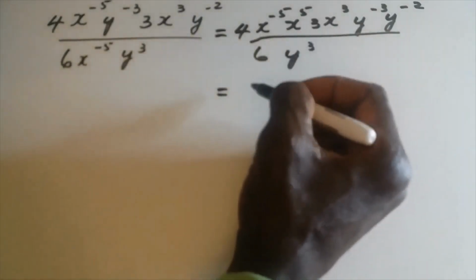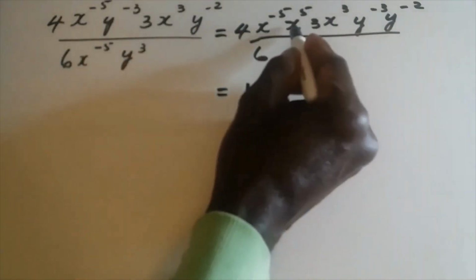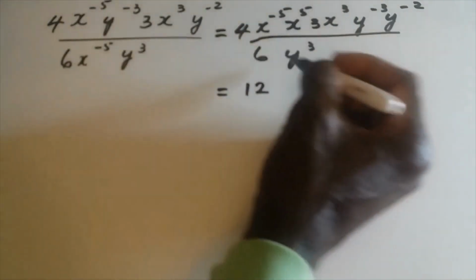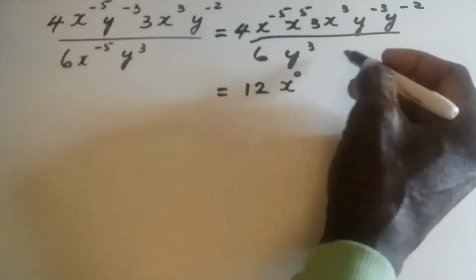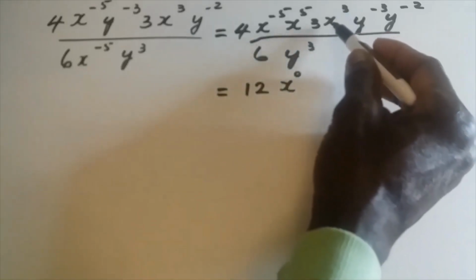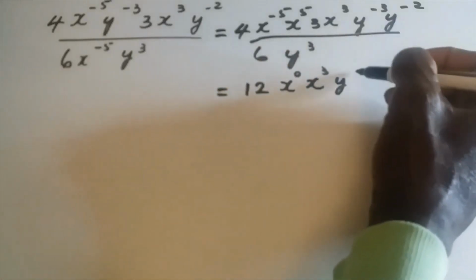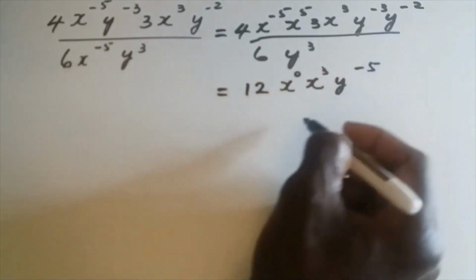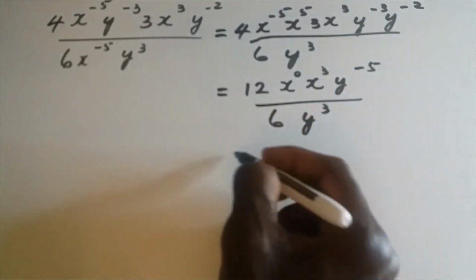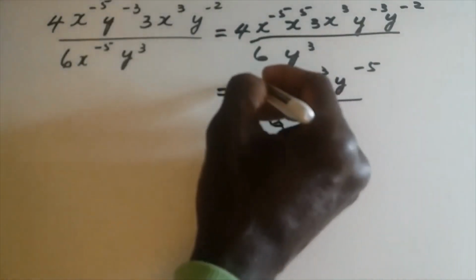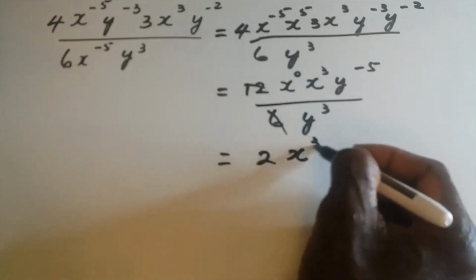Now we'll multiply the 4 by the 3 to give us 12. This cancels with this to get x to the 0, which we do know is 1. Now we have x cubed left. Now we have y to the minus 5 divided by 6y cubed. So this cancels with this to give us 2. This is 1. So we have 2x cubed.